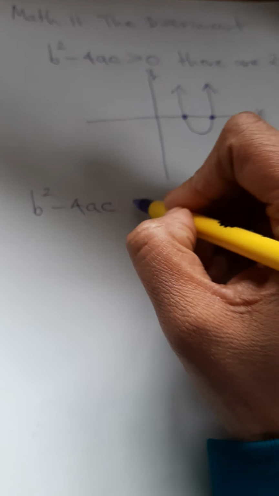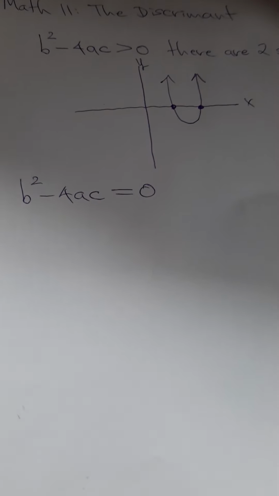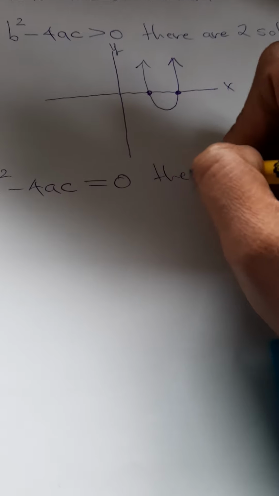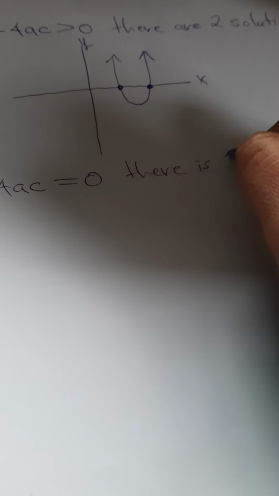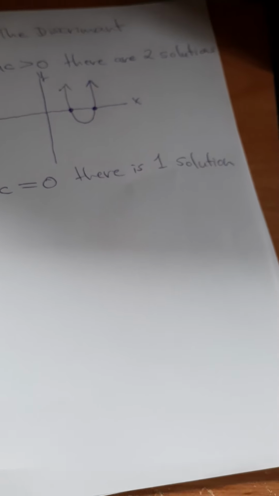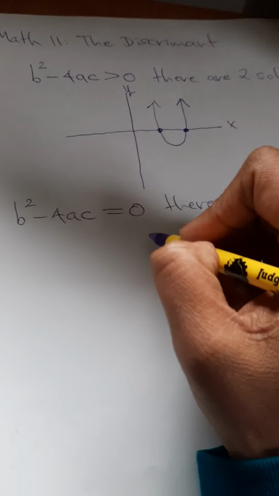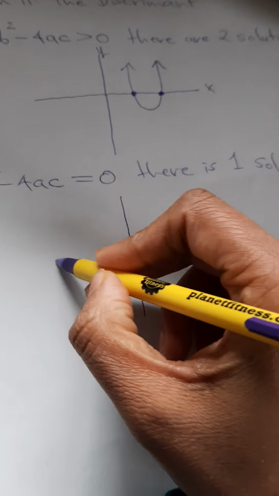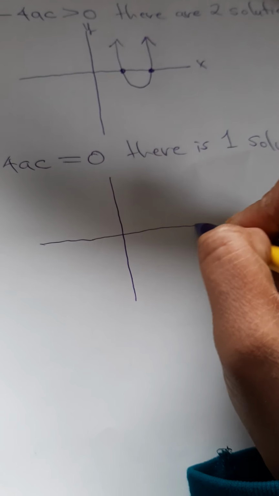is when this expression is equal to 0, okay? When the expression is equal to 0, this means that there's only one solution, okay? Or there's only one x-intercept, okay?